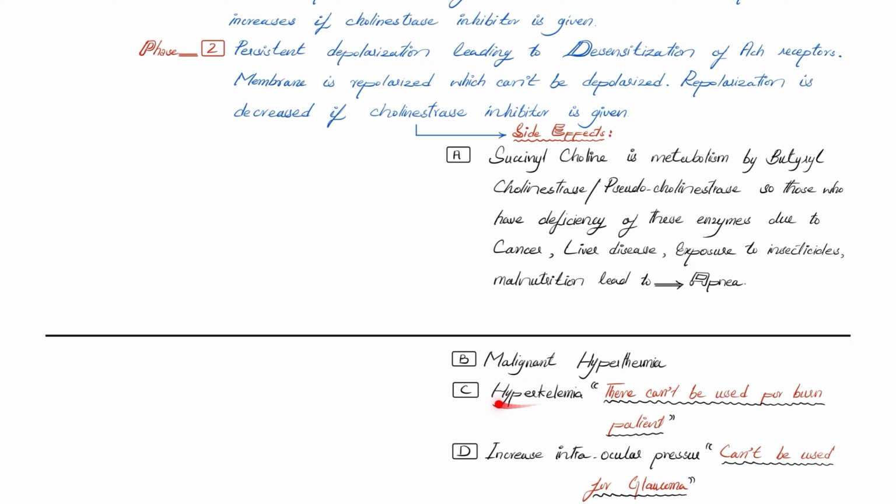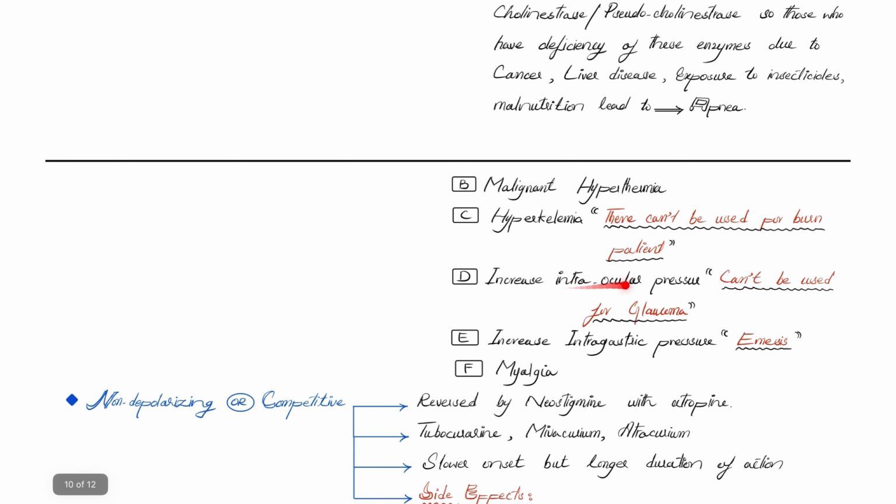It causes hyperkalemia. That's why it is absolutely contraindicated in patients with burns, because in burn patients cells are damaged and intracellular potassium is being released. So normally, they already have a high level of potassium in their blood. It increases intraocular pressure, so it cannot be used in patients with glaucoma. It increases intragastric pressure, which leads to emesis, nausea and vomiting, and it causes myalgia, meaning generalized body ache.